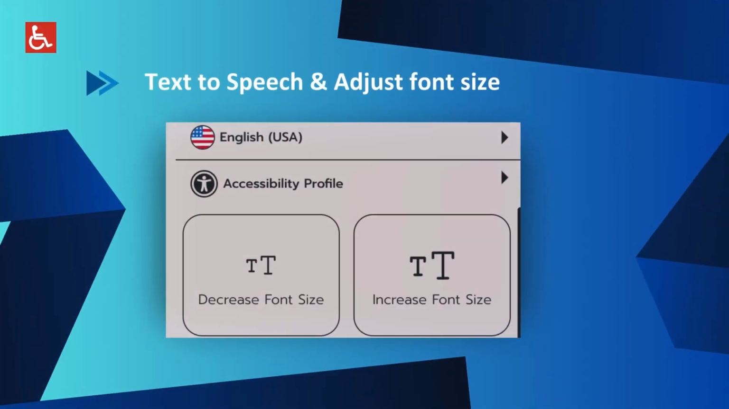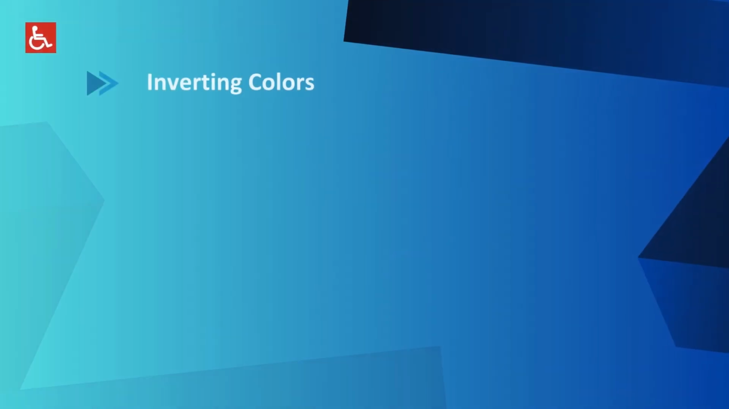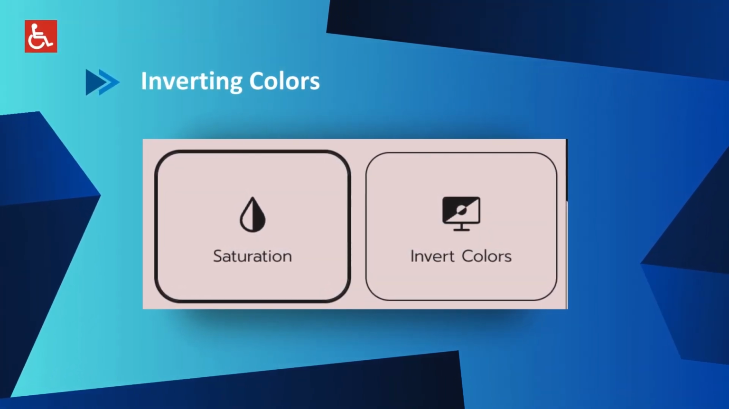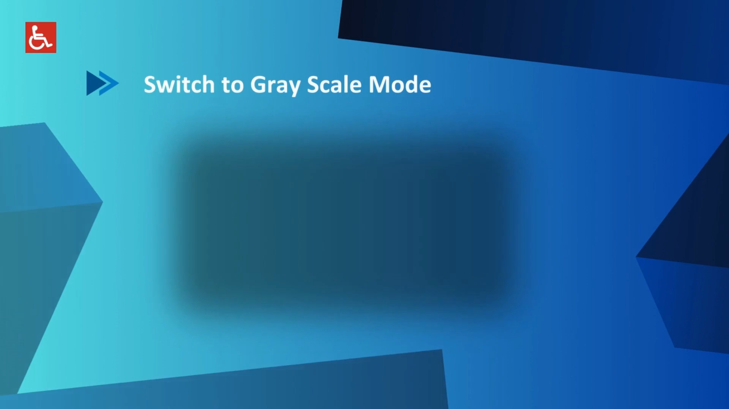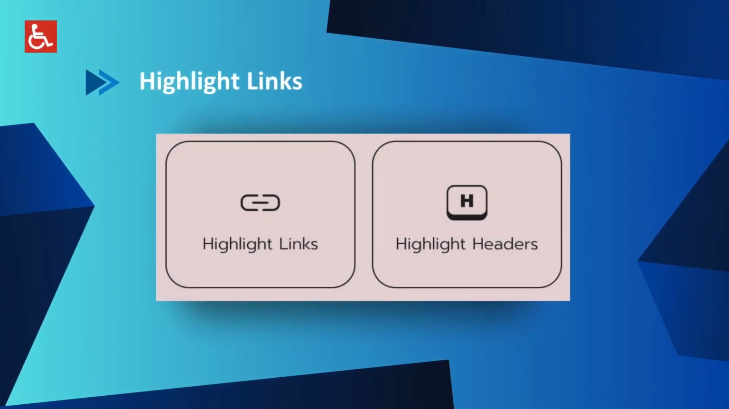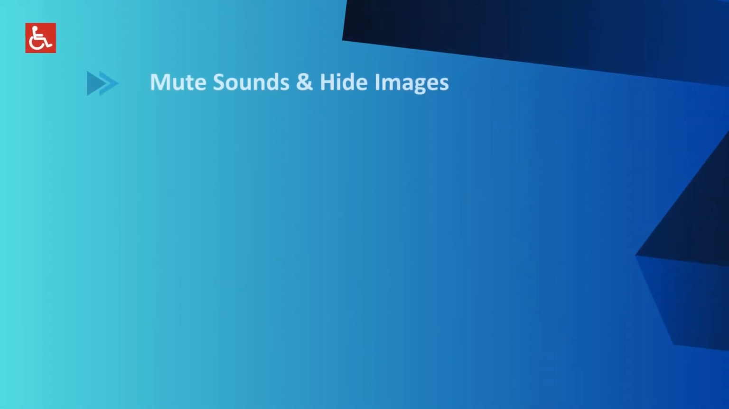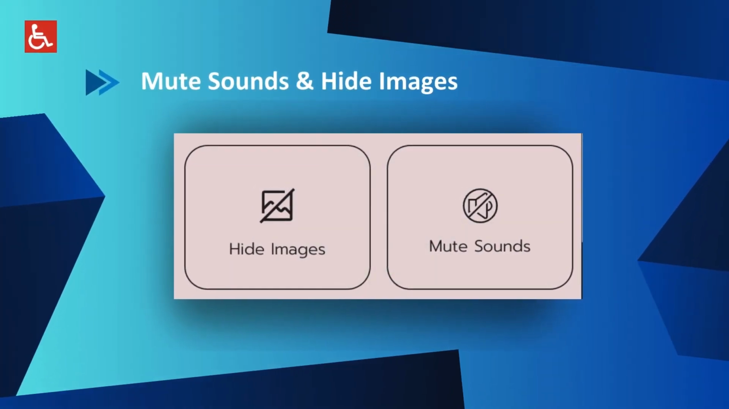Engage visitors with text-to-speech and adjust font size for better readability. Enhance visibility by inverting colors. Switch to grayscale mode for visual comfort. Highlight links for easy navigation. Enable focused reading mode. Mute sounds for a distraction-free experience and hide images to simplify content.